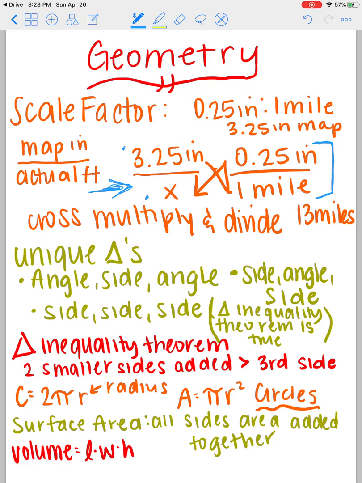If you cross multiply and divide, you'll then get 0.25x is equal to 3.25. And if you divide, say 3.25 divided by 0.25, you're going to get 13. That means x, this x here, would be equal to 13 miles, according to our scale factor.